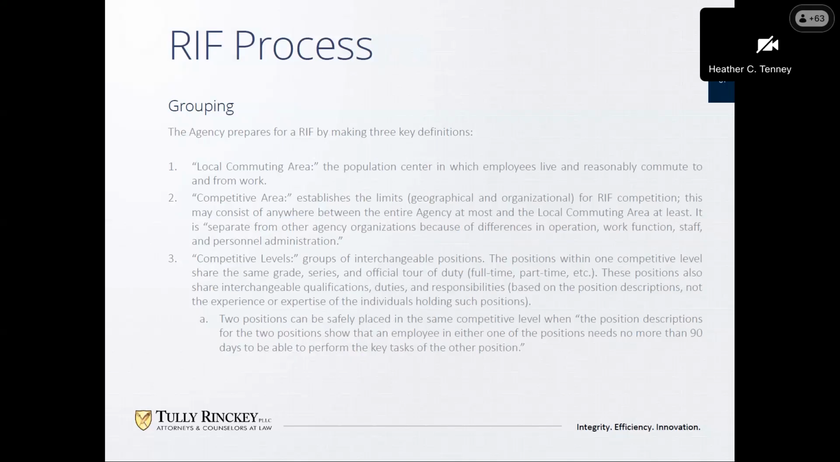And it includes all employees within the organizational unit and geographical locations that are included in the competitive area. It may consist of all or part of an agency. The minimum competitive area is an organization in the local commuting area that is going to be separate from other agencies' organizations because of differences in operation, work function, staff, and personnel administration. Now, this is important, this idea of separate personnel administration. That is the authority of managers to authorize personnel actions like abolishing positions, establishing positions, not just process personnel actions.